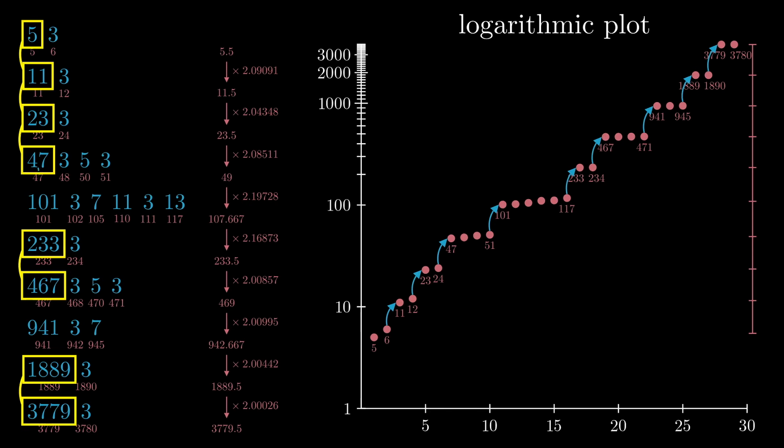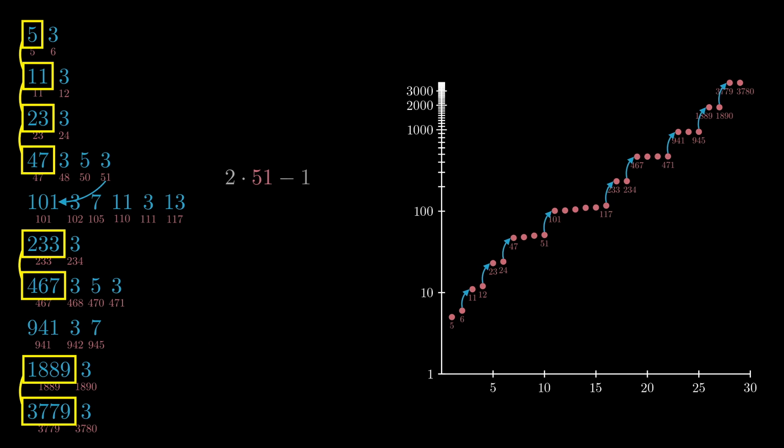So instead of trying to get 101 from 47, can we get it from the previous prime, 3? Not in an obvious way, but 101 is suspiciously close to 2 times 51. In fact, 2 times 51 minus 1 is 101. Perfect! But wait, to predict the beginnings of other clusters, we were using the primes, not their indices.